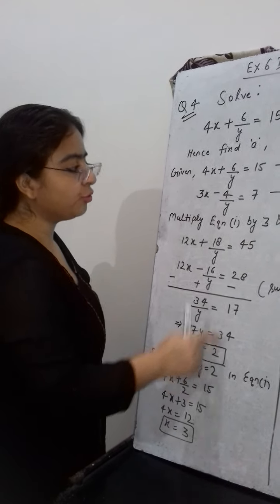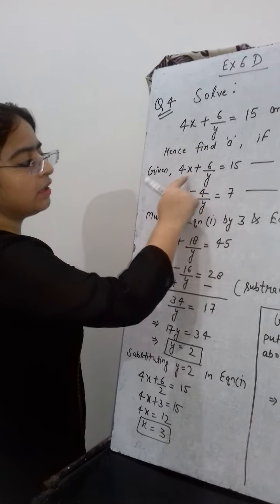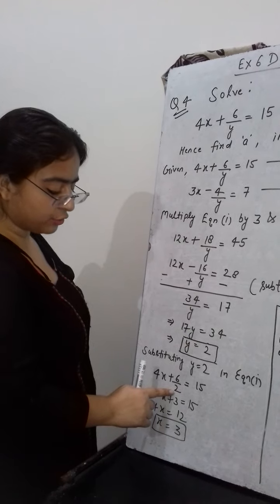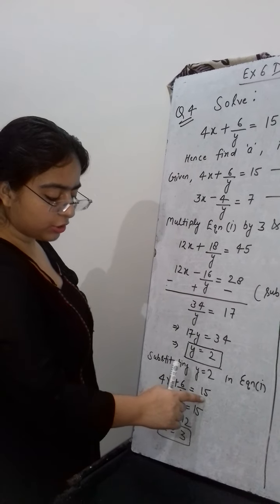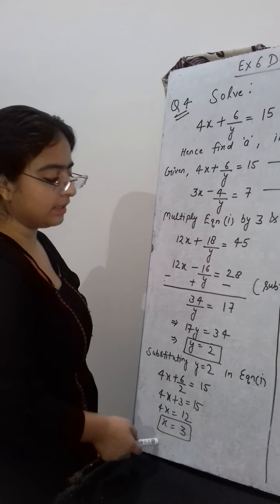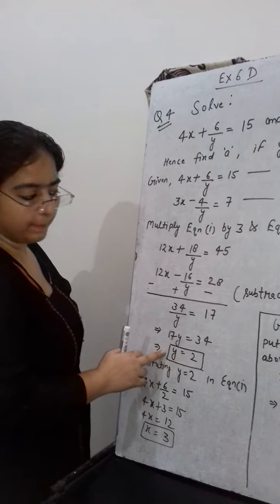Substituting y equals 2 in any of the equations. Here we have substituted in equation number 1. So we got 4x plus 6 upon y was there. In place of y we have written 2, equals 15. On solving it we get x equals 3. Now we have found the values of x and y.